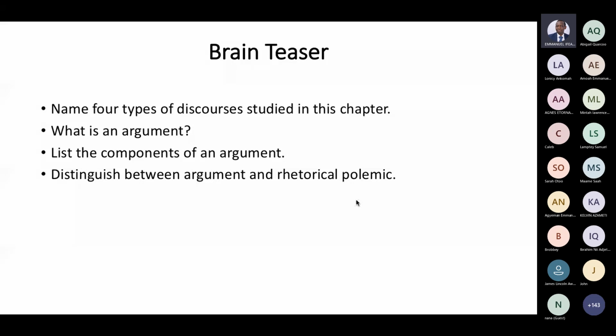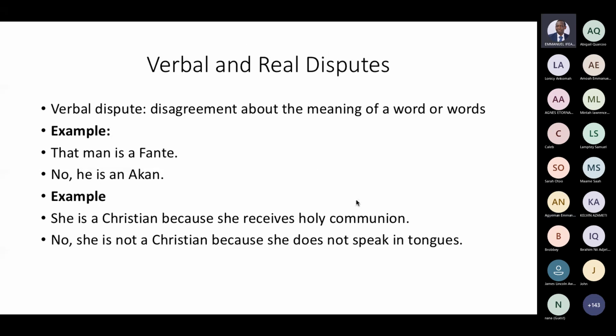Distinguish between argument and rhetorical polemic. An argument is a passage containing a claim or conclusion supported with reasons, information, or evidence. A rhetorical polemic is a passage containing rhetorical, emotive expressions and could include a claim or claims accompanying those emotive expressions. Now that's it about types of discourses.